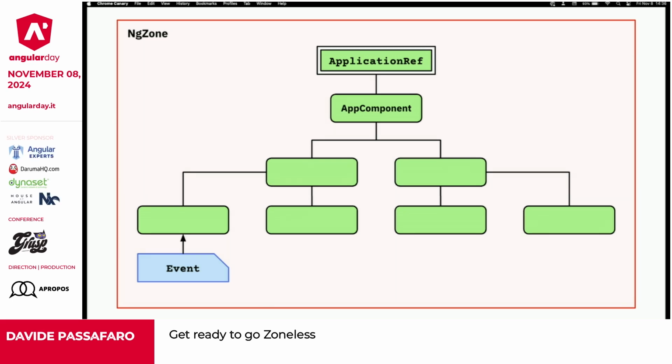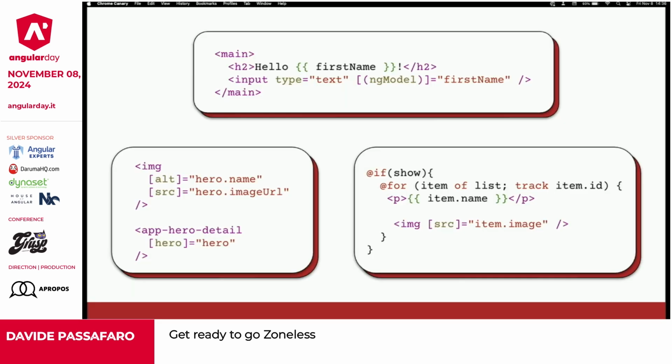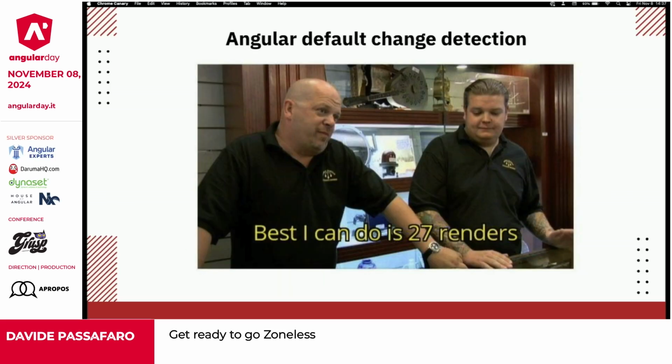This is an easy behavior, but it's not that performant. Because when I say that it's checking every component, I say that it's basically checking every bound property in the template. This is why we usually don't use functions inside the template, because it will run a function every time that there is an event, which is not so great from a performance point of view. You can also imagine how many events we have just by moving the mouse on our application. So the best that Angular can do actually is to do a lot of renders.